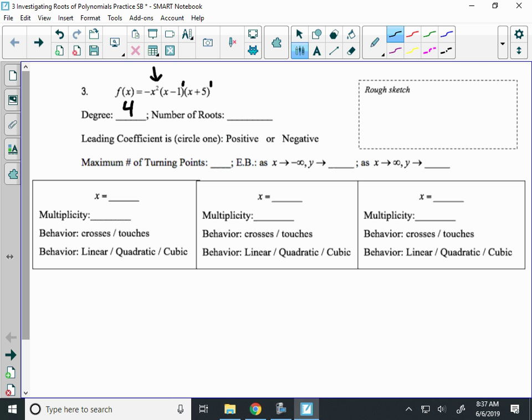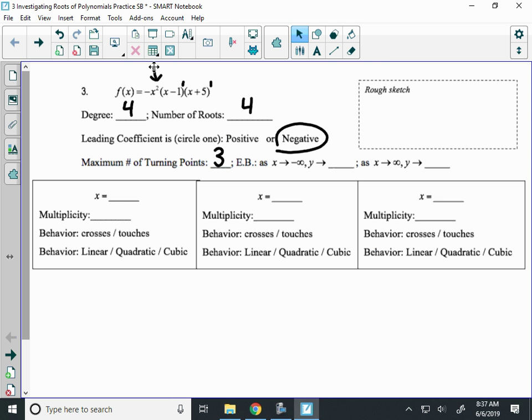If I have degree 4, that means I have 4 roots. Now in this graph, the leading coefficient is negative. And because it's degree 4, the maximum number of turns is 3, 1 less than the degree. And the end behavior I'm going to come back to in a second once I do the sketch. Let's talk about the roots.